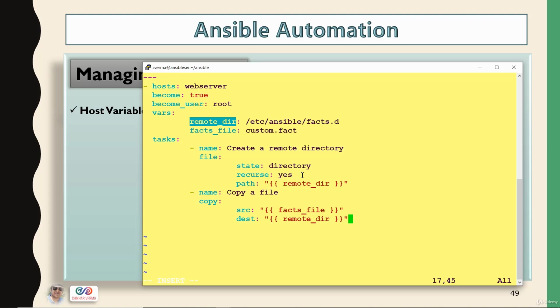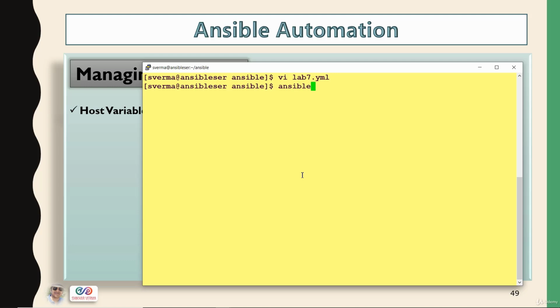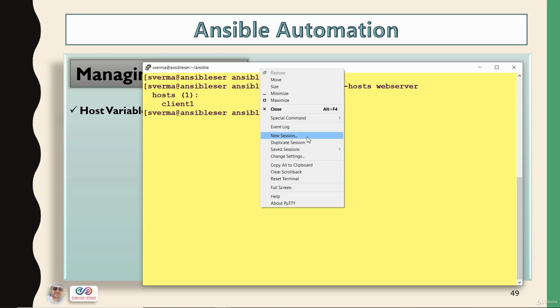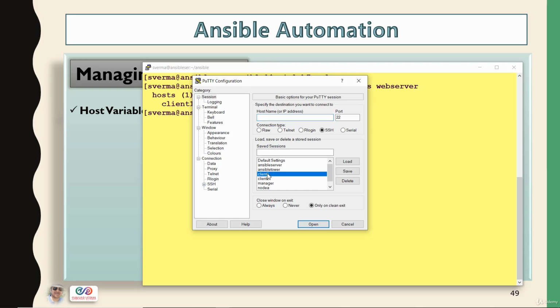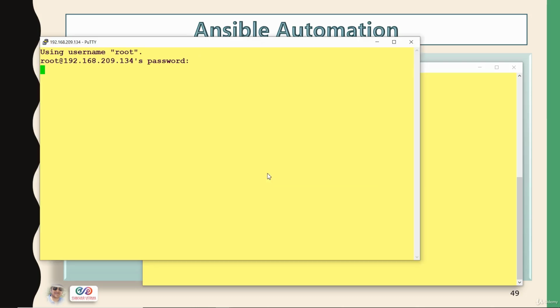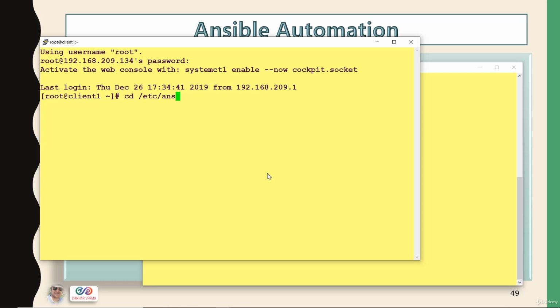Okay, so that's a very simple playbook I have created, just to create a directory and then copy a file. Now let me come out from this, and a few things I want to check. Ansible list host web server, client 1 is there, and let me log into my client 1. Let me check if the Ansible directory is there. Now you can see that the Ansible directory is not there.